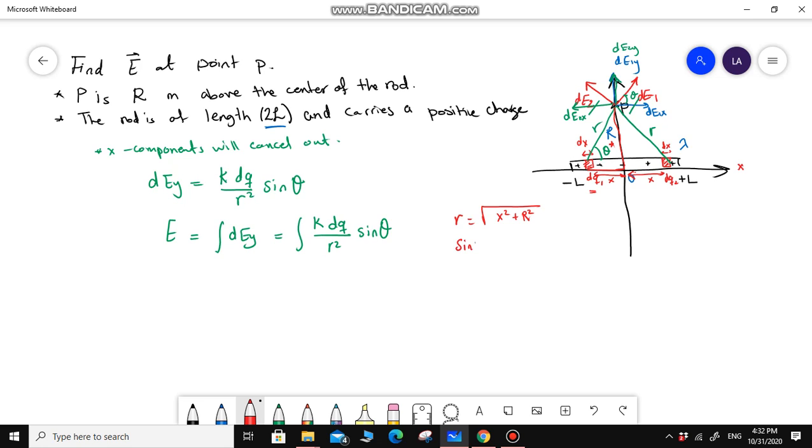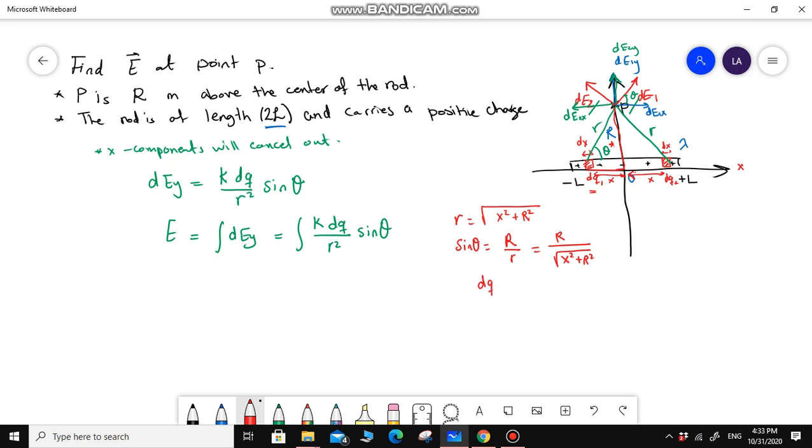Also sine theta, I don't want the theta as a variable here. So sine theta is opposite over hypotenuse, so it's R over small r. Also, we can use for small r radical x squared plus R squared. So my goal here is to not have a lot of variables.